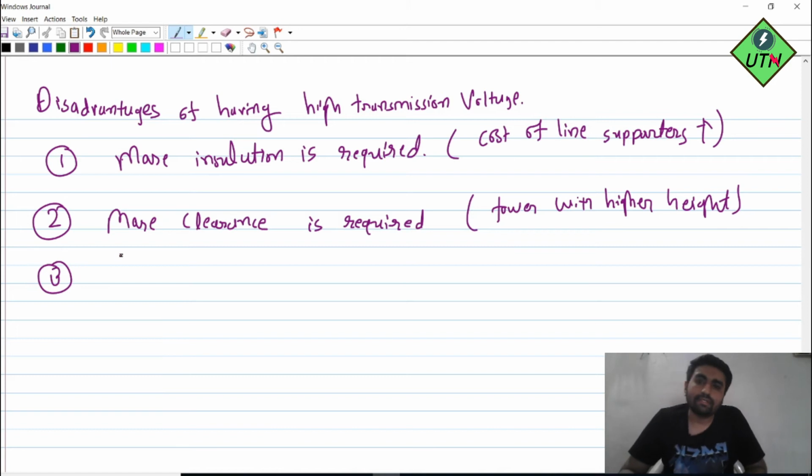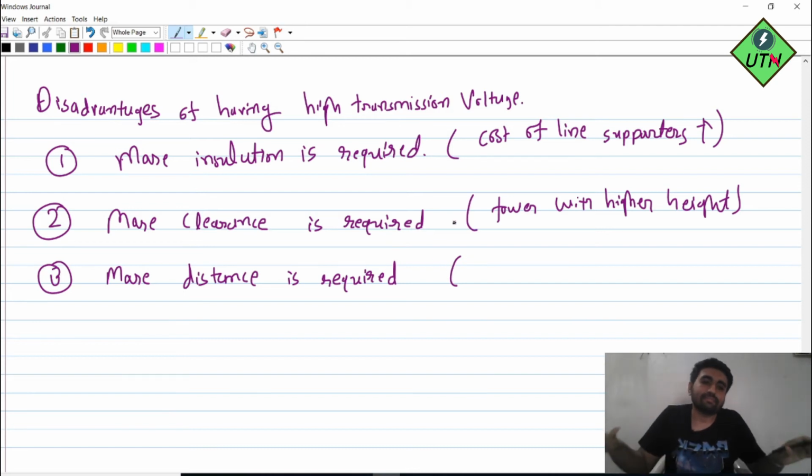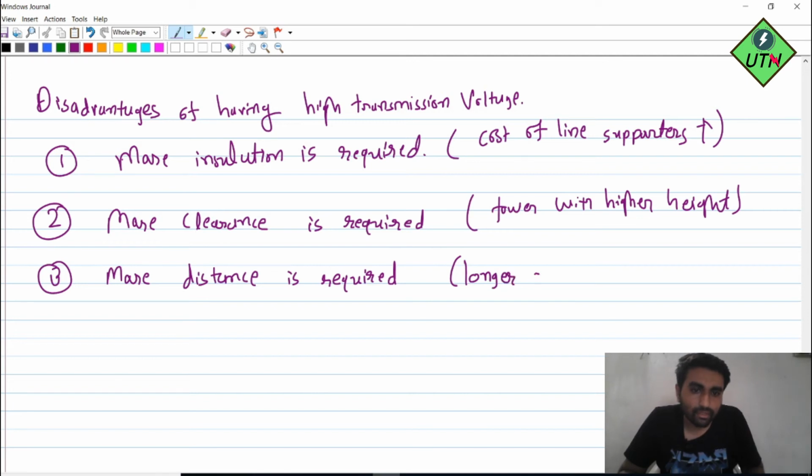The third disadvantage is, with the increase in the transmission voltage, more distance is required between the conductors, right? These conductors should have the proper distance between them, so more distance is required between the conductors, right? And that means longer cross arms are required. So these are the disadvantages.